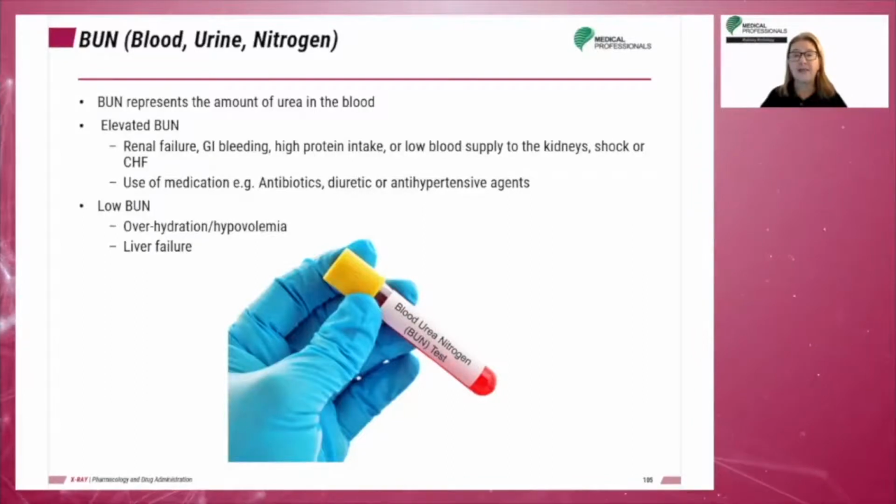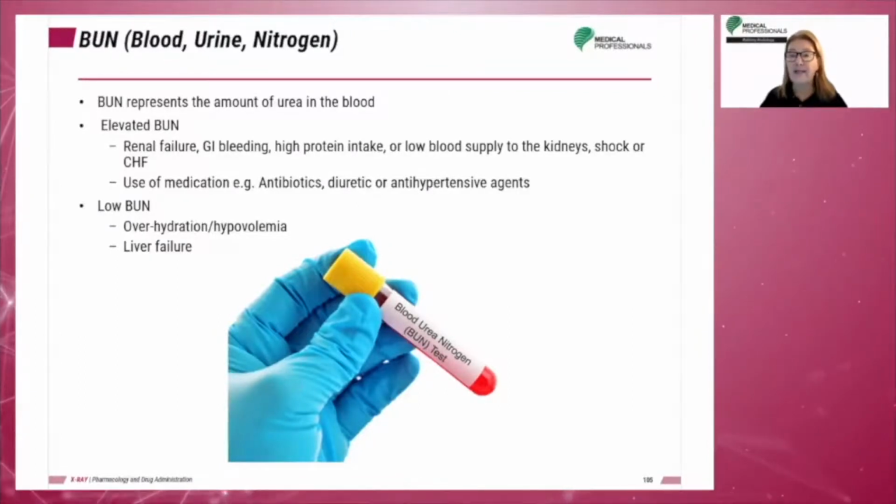BUN represents the amount of urea in the blood. Urea is formed in the liver as the end product of protein metabolism. It circulates in the blood and is then excreted in the urine. Normal levels of BUN are 6 to 26 milligrams for adults and 5 to 20 milligrams for children.